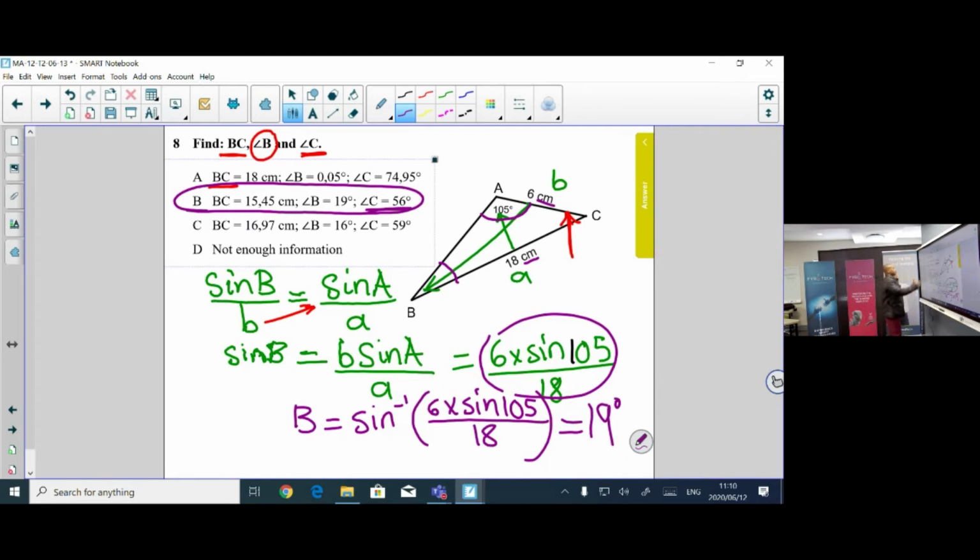So probably because there's BC still in the answer, which we said you could ignore because it's 18, it's given. It could mean that the question was trying to get a different side, most likely AB. So you could find that as well using the same rule. Okay.